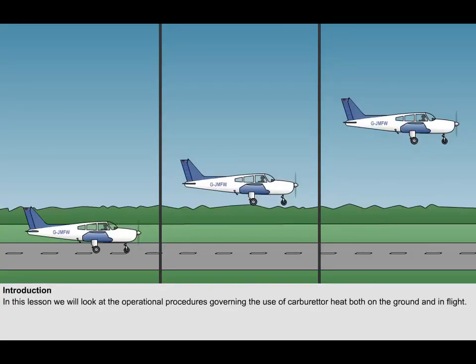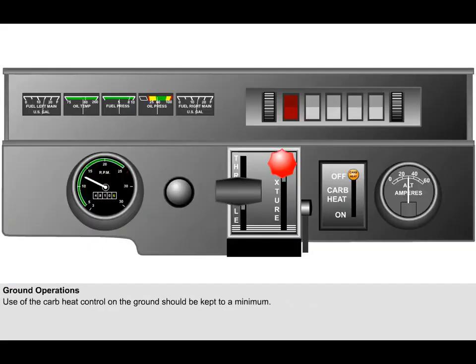In this lesson, we will look at the operational procedures governing the use of carburetor heat both on the ground and in flight. Use of the carburetor heat control on the ground should be kept to a minimum because the air then fed into the engine is not filtered and thus may feed dust and dirt into the system. This will cause heavy additional wear on the pistons and cylinder walls.